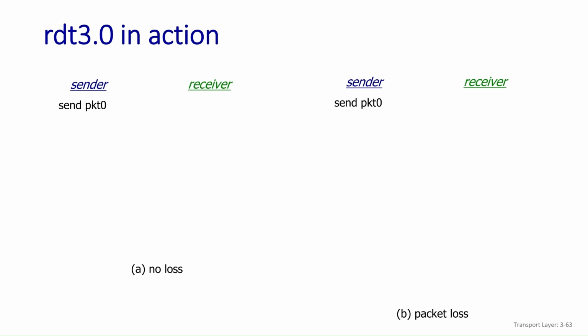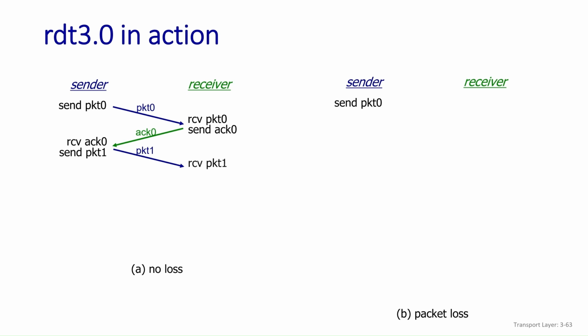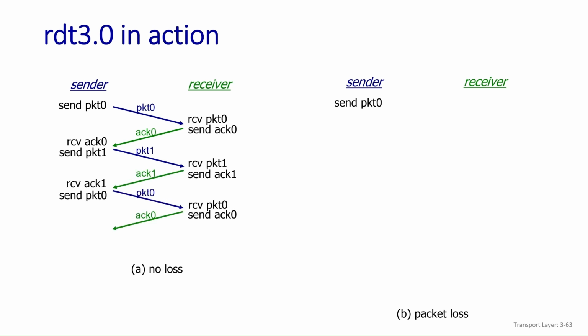Let's see this reliable data transfer 3.0 in action. The first scenario is where there are no losses. See, we transmit one packet, which is packet number 0, and packet number 0 is received. In this case, the receiver will send acknowledgement 0. Acknowledgement 0 is received, and then we transmit the next segment, receive its acknowledgement, and so on and so forth. At the moment, because we are talking about stop and wait, two sequence numbers are enough. So 0, 1, 0, 1, we are repeating these sequence numbers.